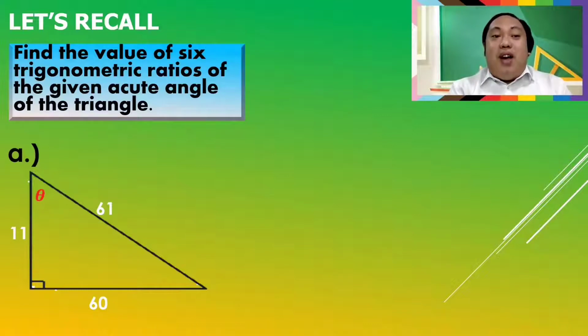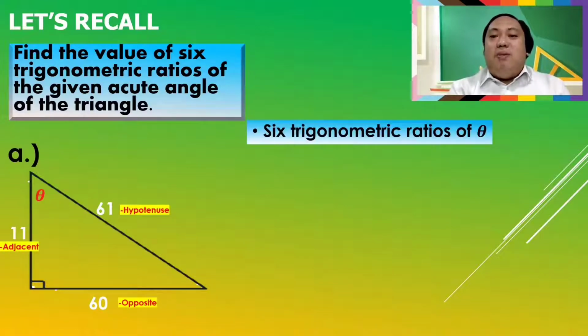So we have to find the value of the 6 trigonometric ratios of the given acute angle of the triangle. So we have our acute angle, which is theta. Then in a triangle, we have 61 for the hypotenuse, 60 for the opposite side, and 11 for the adjacent side. Now, let's find the 6 trigonometric ratios of theta.